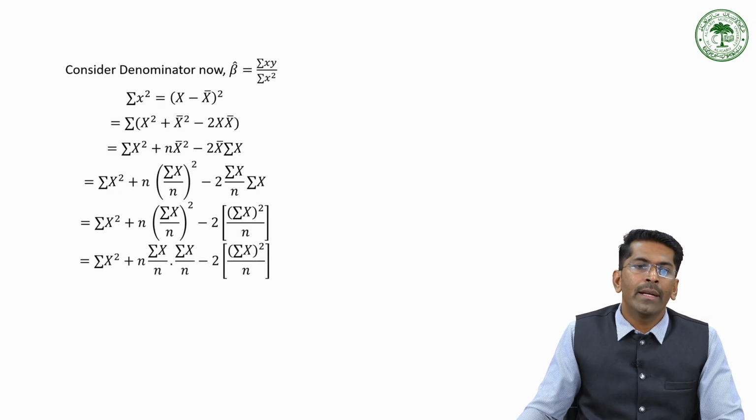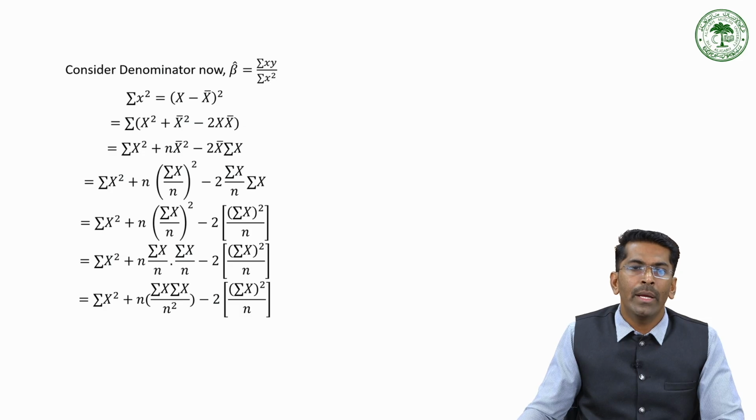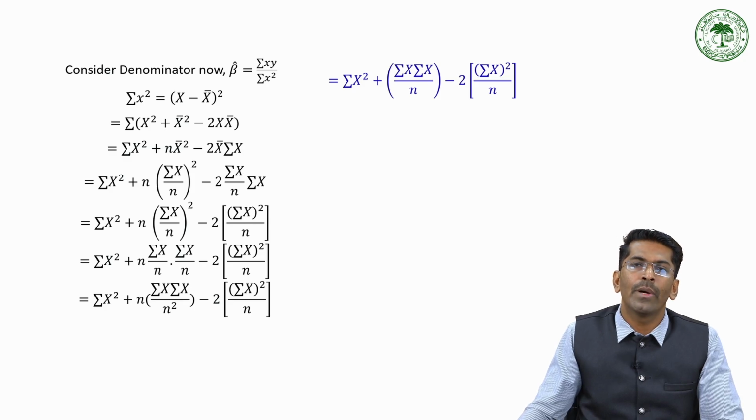Now again I am going to rewrite this: sum of x square plus n into the square, so I am writing it separately, sum of x divided by n, sum of x divided by n, minus 2 into sum of x whole square divided by n. Now if you multiply these two terms, sum of x and sum of x go in the numerator, and the denominator n into n becomes n square, and all other terms remain the same. One n cancels out with the n here, so it will become sum of x square plus sum of x into sum of x divided by n, minus 2 into sum of x whole square divided by n.